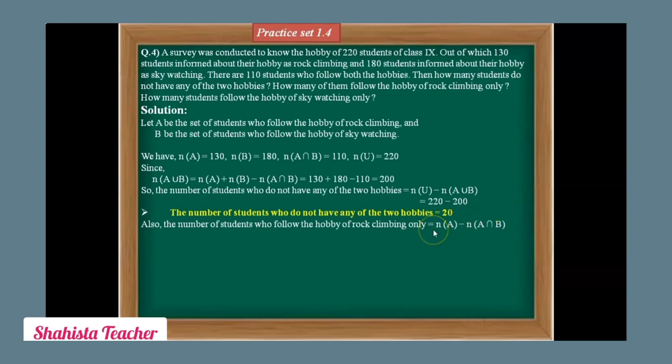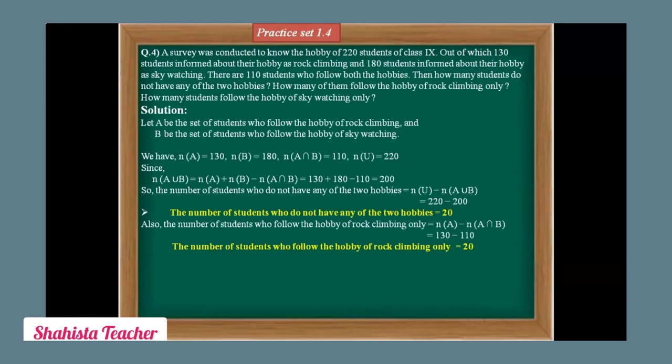Okay. So number of A is how much? 130. And number of A intersection B is how much? 110. So 130 minus 110 gives us how much? 20. After subtracting, we come across 20 students who follow the hobby of rock climbing only. So these 20 students follow only the hobby of rock climbing.